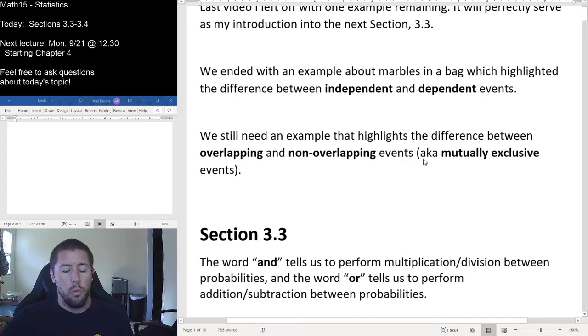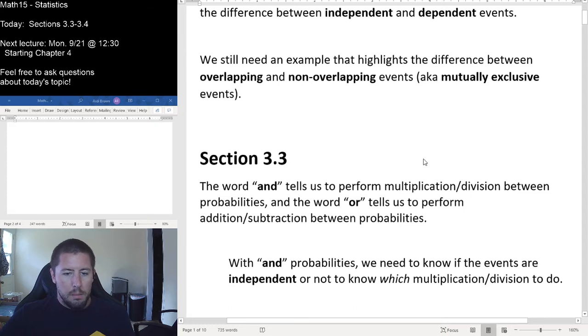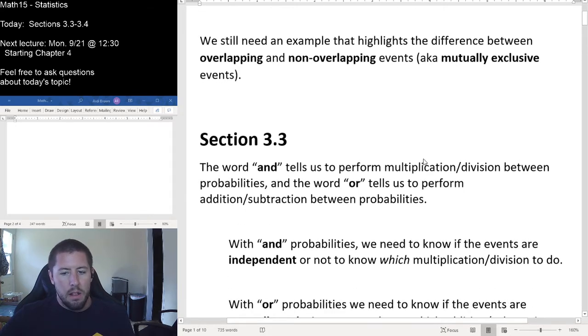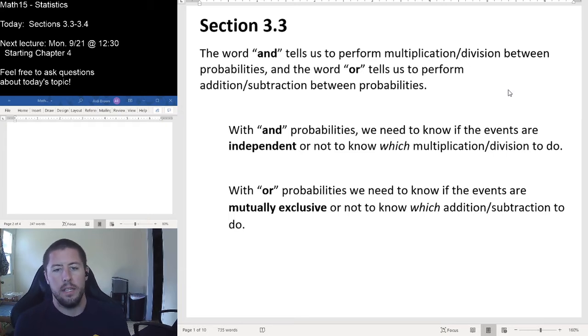We're going to allow our last idea from 3.2 to be our first idea for section 3.3. Section 3.3 is going to talk to us all about our and our or probabilities. The most generic thing we want to remember is that the word and indicates some sort of multiplication or division between our probabilities, and the word or tells us to perform addition or subtraction between our probabilities.